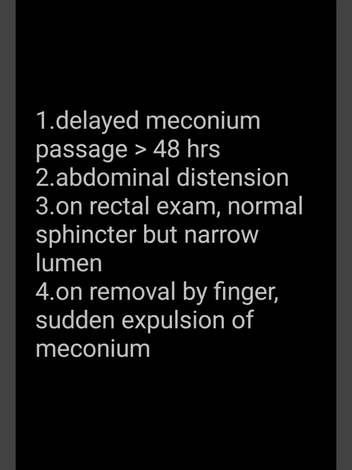Clinical features of Hirschsprung disease. 1. Delayed meconium passage, greater than 48 hours. 2. Abdominal distension. 3. On rectal exam, normal sphincter but narrow lumen. 4. On removal of the finger, sudden expulsion of meconium.